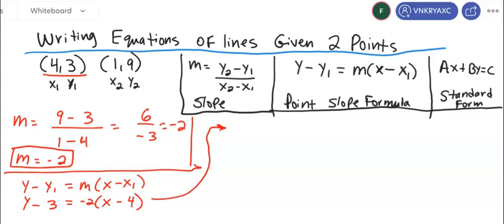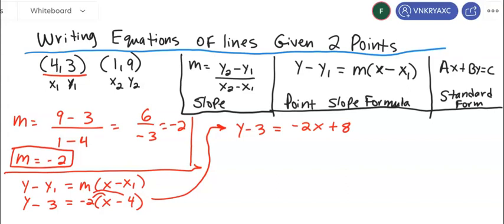So it's going to be y minus 3 equals negative 2 times x, that will be negative 2x. I'm going to distribute this. And negative 2 times negative 4 will be positive 8. Okay? That'll be positive 8.